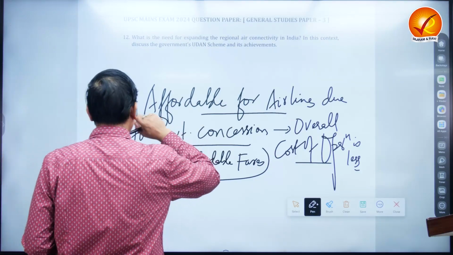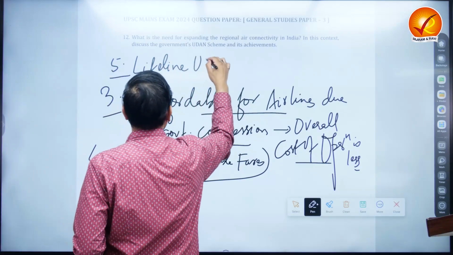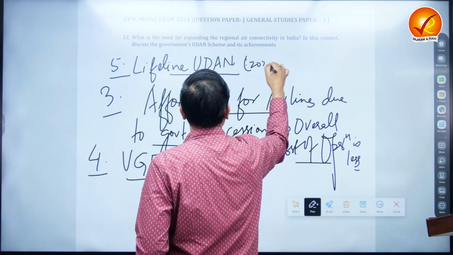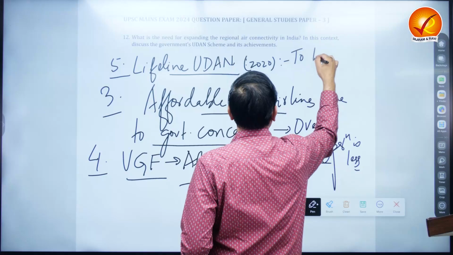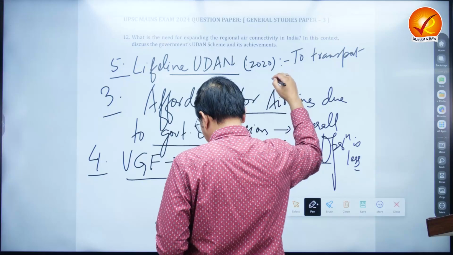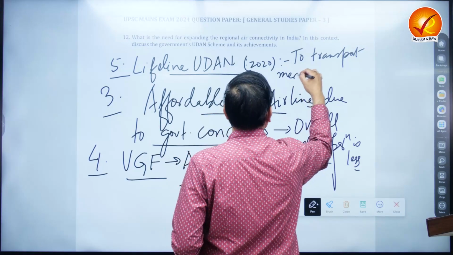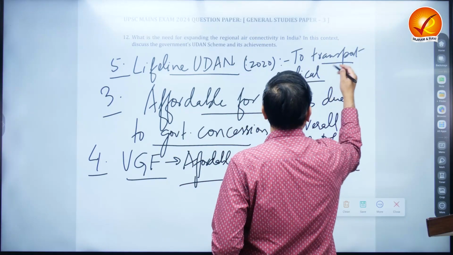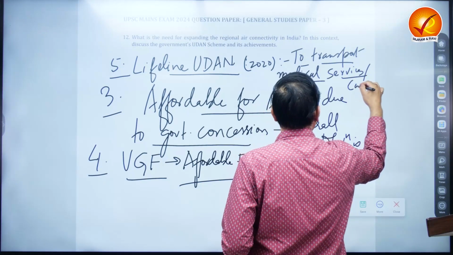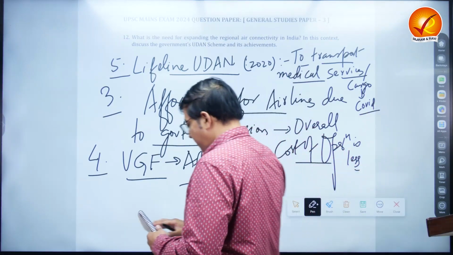And then you can even quote some unique examples like Lifeline Udan that was taken up in COVID times in 2020 to transport the medicals, to transport the cargo and essential medical services or cargo related to COVID in the context of the COVID pandemic.